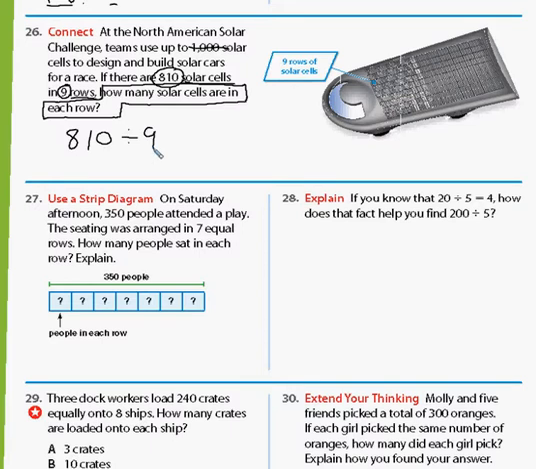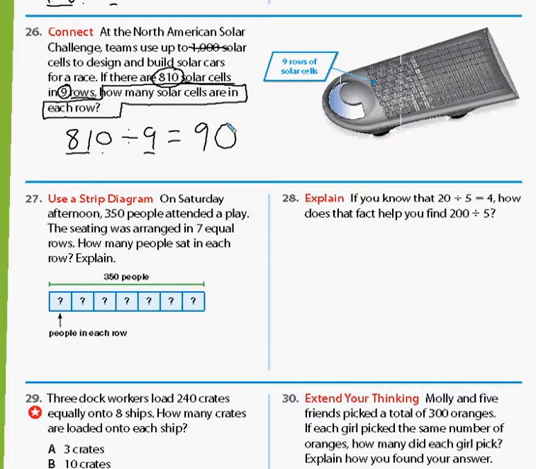Okay, and I have a basic fact there. My basic fact is going to be 81 divided by 9, and I know that 9 times 9 equals 81, so 81 divided by 9 is 9. I have 1 0 to mark my place value, so the answer is 90. So there's 90 solar cells in each row.